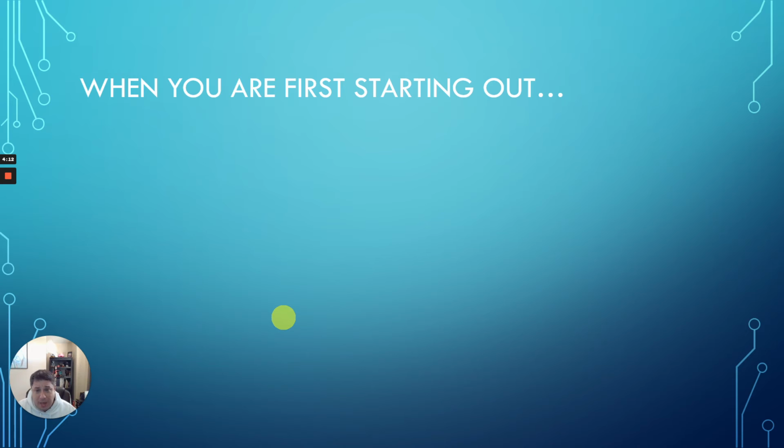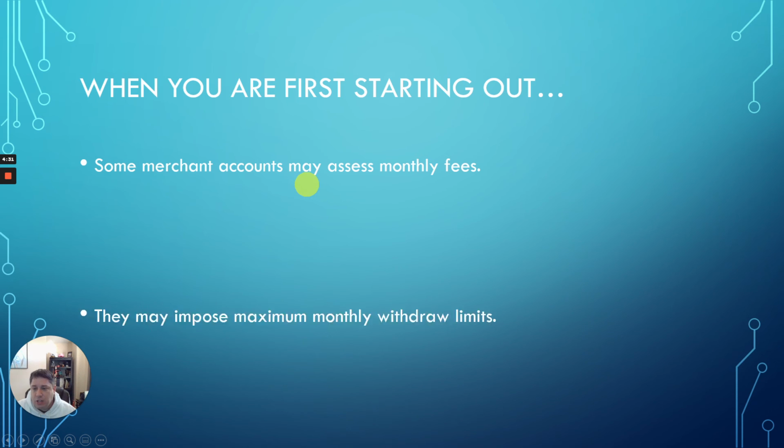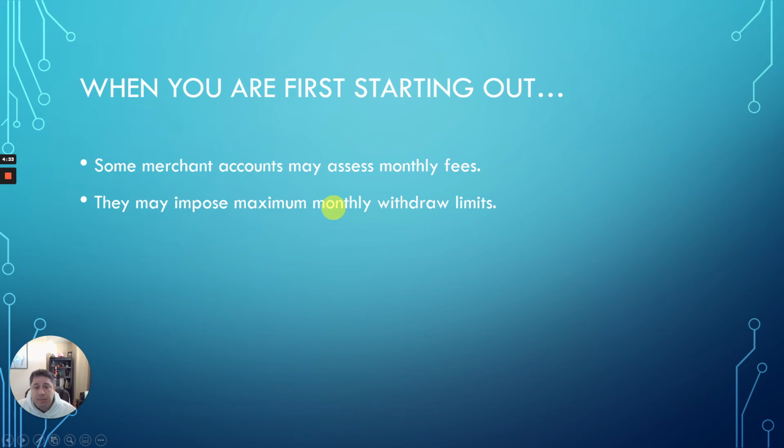9 to 5s are going to pay you, and this is ultimately the progress we want to see: really transitioning you from being an employee to an entrepreneur online. So when you first start out, some merchant accounts may assess a monthly fee in order for you to have that account, in addition to your per transaction fee.